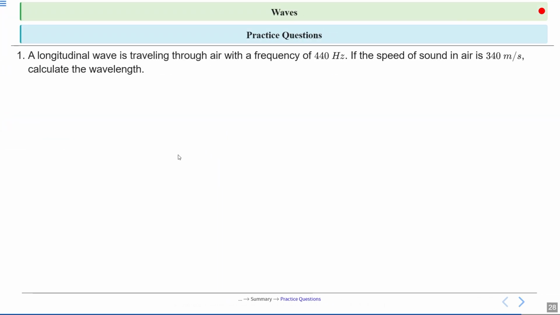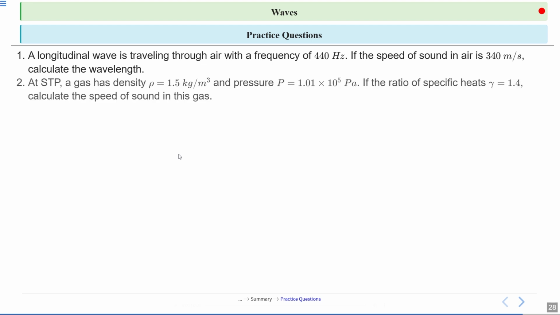Now we have some practice questions. First, a longitudinal wave is traveling through air with a frequency of 440 Hz. If the speed of sound in air is 340 meters per second, calculate the wavelength. Second, at STP, a gas has density rho equal to 1.5 kg per meter cube and pressure P equal to 1.01 times 10 raised to power 5 Pascal. If the ratio of specific heats gamma equals 1.4, calculate the speed of sound in this gas.